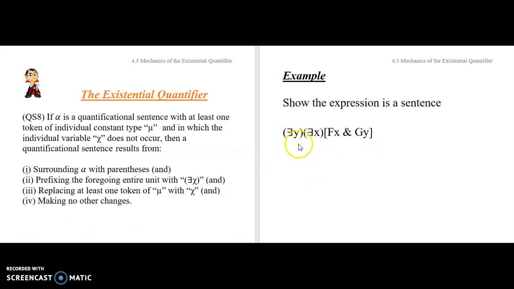Let's try one where there's some nesting involved, where we've got multiple existential quantifiers. Show that this is in fact a sentence. You might not really understand what it means just yet, but that's okay. Let's just get the mechanics of the existential quantifier down first. What can be built and what cannot be built. So, show that this is a sentence.